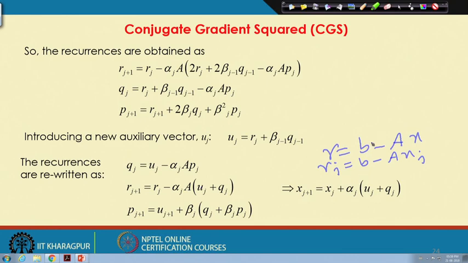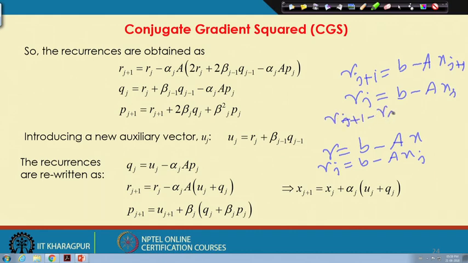So, say this is R, I can write R j plus 1 is equal to B minus A x j plus 1, R j is equal to B minus A x j. So, R j plus 1 minus R j is equal to minus A into x j plus 1 minus x j. Using this, we can get the updated relation for x j plus 1 also.